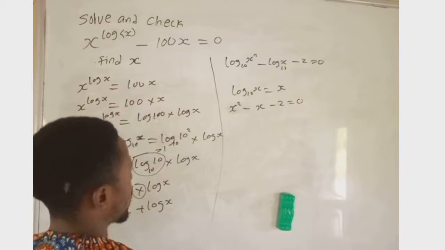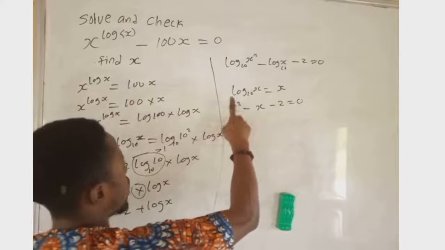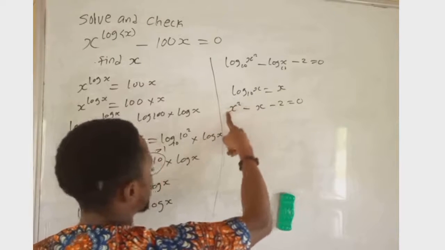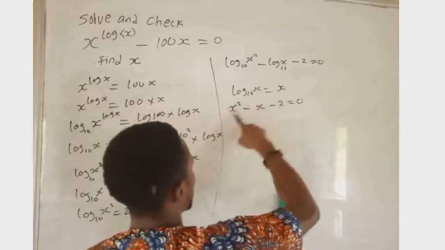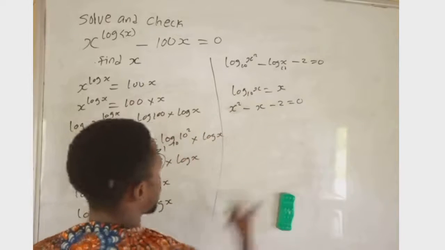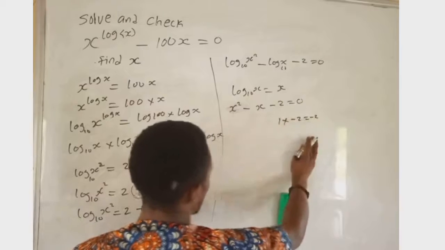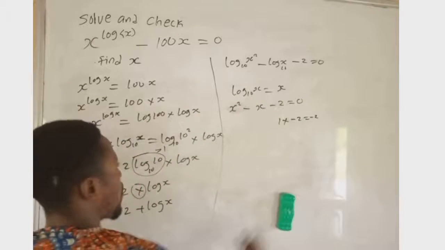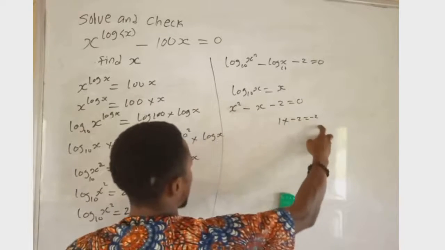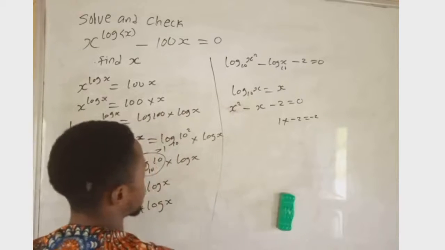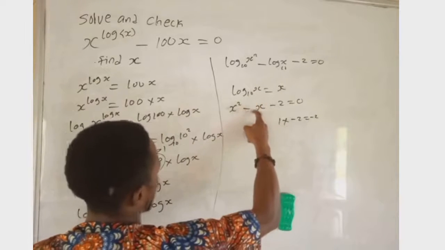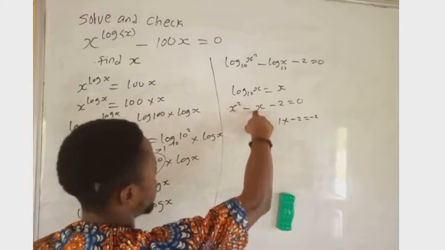If you want to factorize this, take the coefficient of a, the coefficient of s squared, multiplied by c. The coefficient of s squared here is 1. So 1 multiplied by c, which is minus 2, gives us minus 2. Now what are the two numbers that multiply together to give minus 2, and at the same time add or subtract to give us minus 1? That is the coefficient of b. The coefficient of b is minus 1.